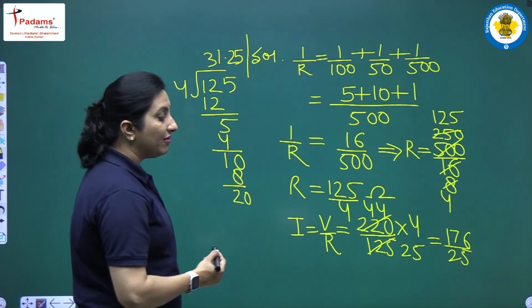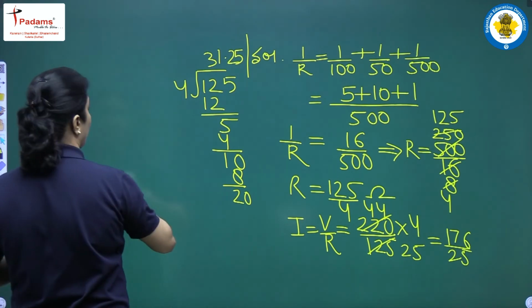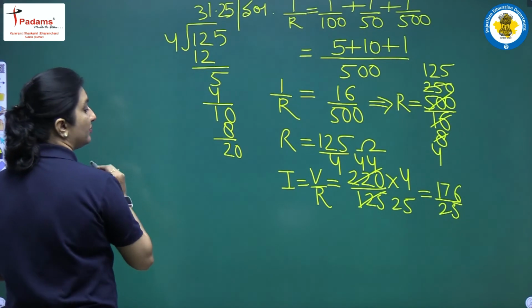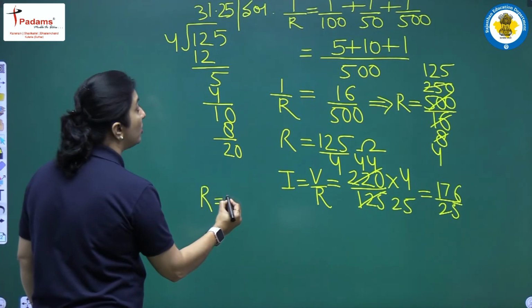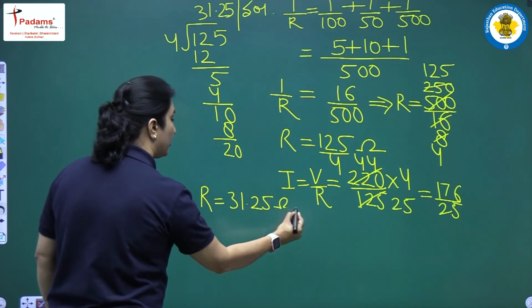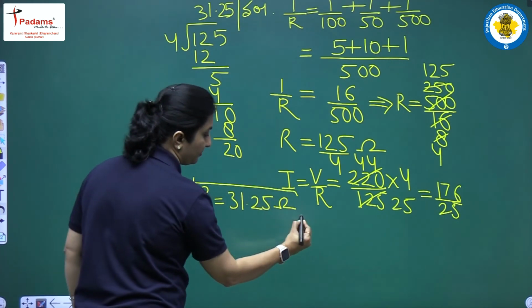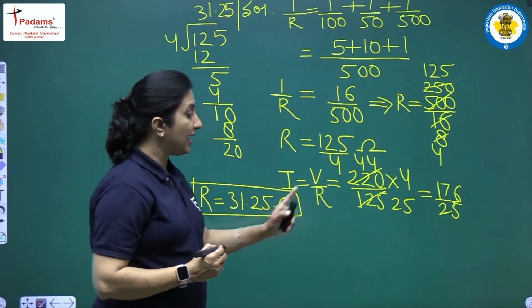Now first let's calculate the value of current also. So the equivalent resistance came out to be 31.25 ohms. Now we need to calculate the value for current.